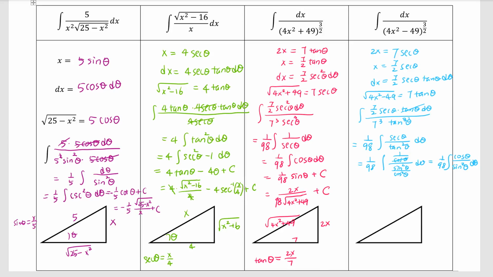So we can use u substitution. Let u be sine theta, du is cosine theta d theta. And this is 1 over 98 times the integral of u to the negative 2 du. That is u to the minus 1 over minus 1, so minus 1 over 98 times u in the denominator, and u is sine theta.